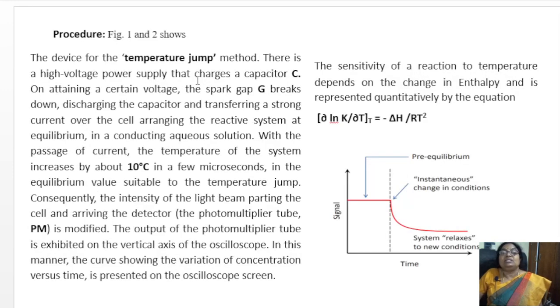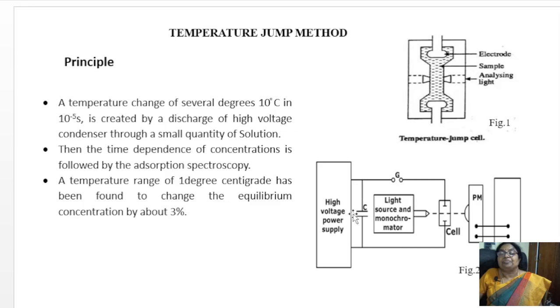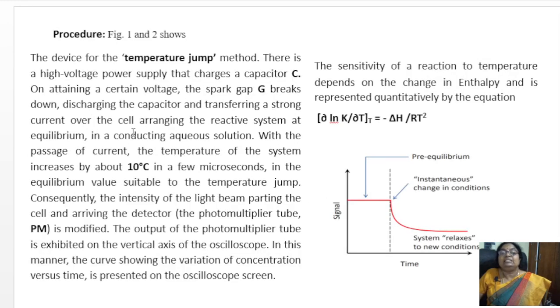This is a device for the temperature jump method. A high voltage power supply charges a capacitor C. On attaining a certain voltage, the spark gap G breaks down, discharging the capacitor and transferring a strong current through the cell, which holds the reactive system at equilibrium in a conducting aqueous solution. With the passage of current, the temperature of the system is increased by 10 degrees centigrade in a few microseconds, and the equilibrium value shifts according to the temperature change.